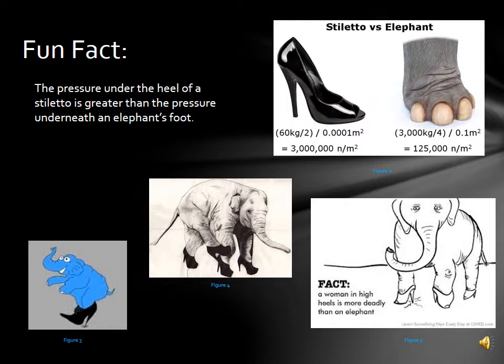An interesting fact about high heel shoes is that at the point of impact of the heel, there's actually more pressure than that of an elephant standing on the ground. As you can see in the upper right hand corner, at the point of contact with the ground, the heel has 3 megapascals of pressure, whereas an elephant has only 125 kilopascals.